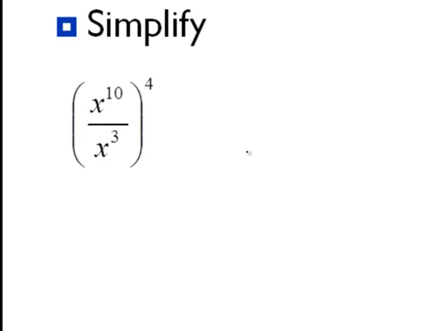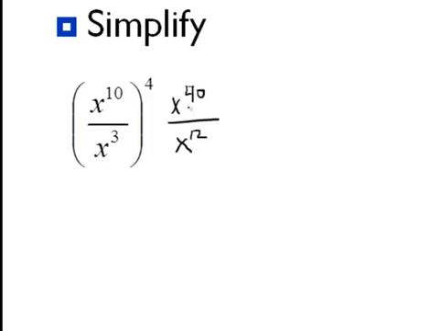There's a few more examples. x to the 10th over x to the 3rd raised to the 4th. Maybe I'll just quick distribute that. 4 times 10 means there's 40 factors of x on top. And on the bottom, x to the 3rd raised to the 4th power means there's 12 factors of x on the bottom. And here it's important to remember that there are 40 x's on top. We drew them all out, and 12 x's on bottom, and they start canceling themselves out in pairs.